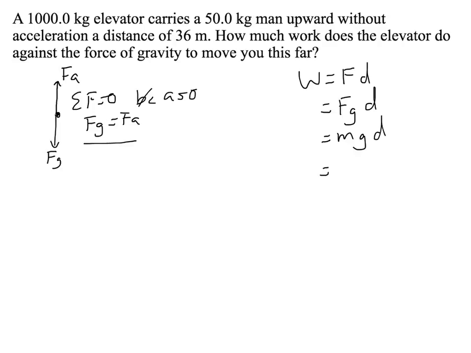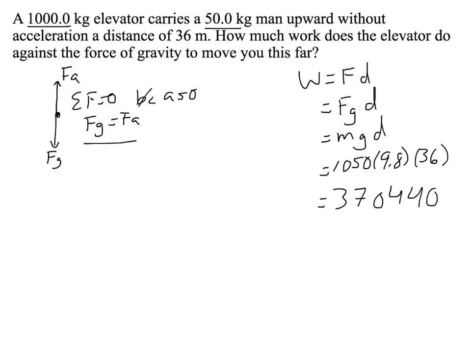Mass, we are told, is 50 kilograms for the man, 1,000 for the elevator. So 1,050 times 9.8 times a distance of 36 meters. That gives us an answer of 370,440. 2 sig digs gives us 370,000 joules.